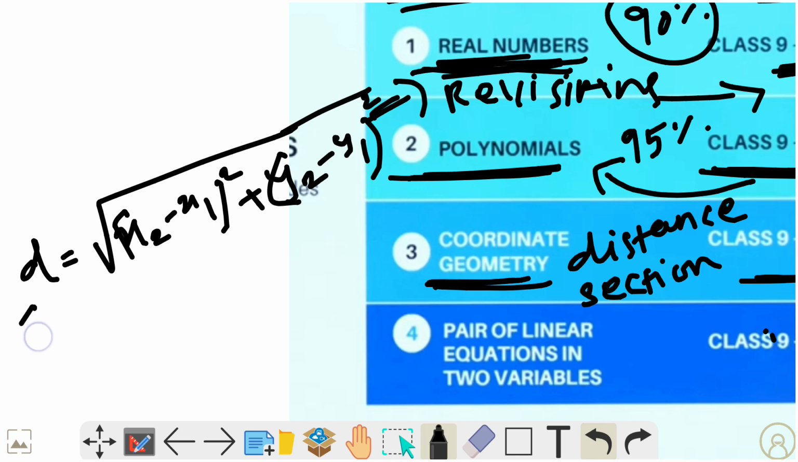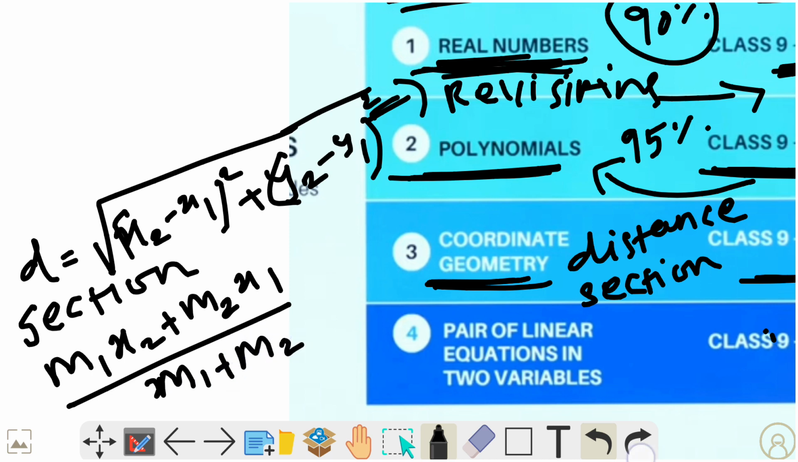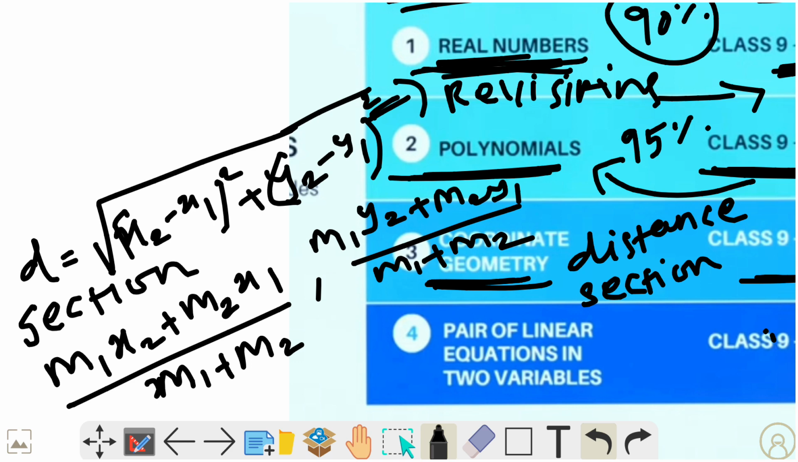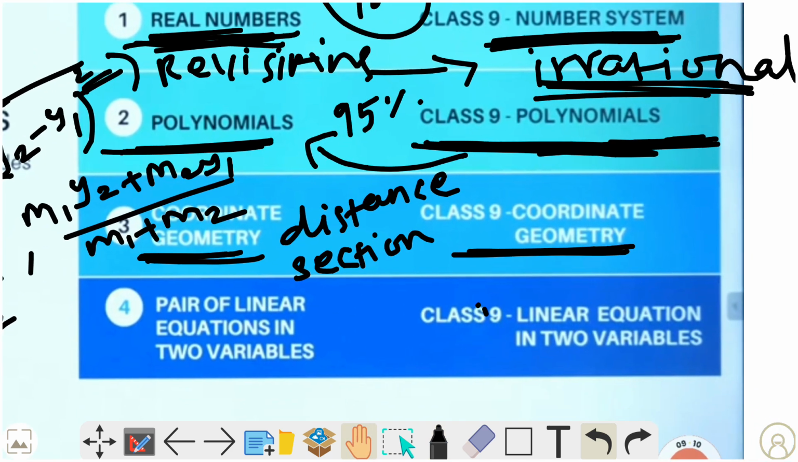Next you have the section formula. That is (m1 x2 plus m2 x1) divided by (m1 plus m2), and (m1 y2 plus m2 y1) divided by (m1 plus m2). So this is a new concept, distance formula and section formula, which you are going to learn in class 10.